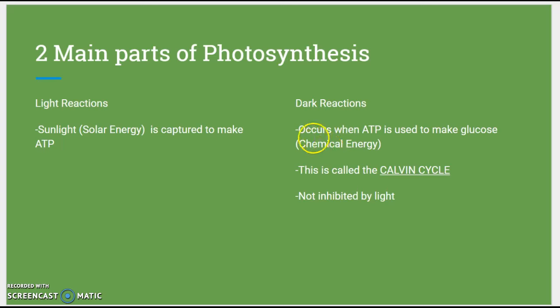The dark reactions is the second part of photosynthesis. This is when ATP makes glucose, which is that sugar, and the glucose is referred to as chemical energy. So remember, sunlight was solar or light energy, and the glucose is chemical energy. And then this process in the dark reactions is actually called the Calvin cycle, and you do not need light for this to occur. So if you look over here, sunlight is required. You have to have sunlight in order for the light reaction to occur. Over here, in the dark reaction, it is not inhibited by light, so that means it does not matter if it's light or dark.